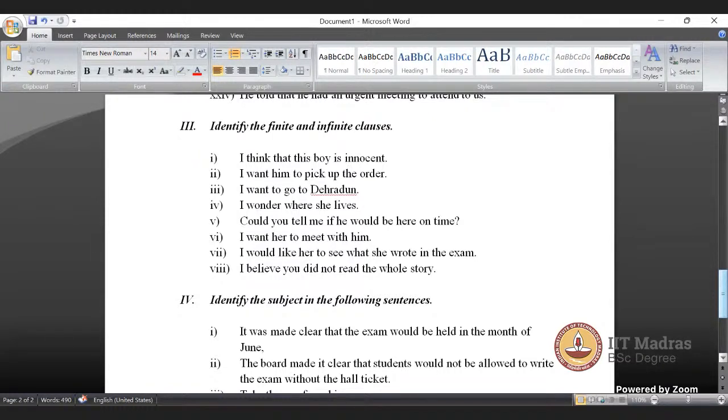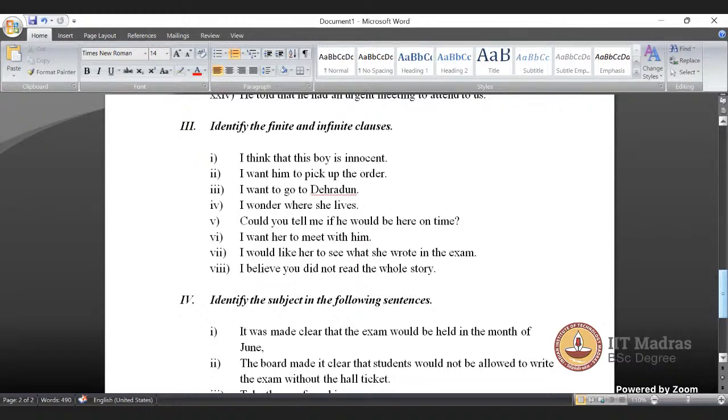I think that this boy is innocent. Finite or infinite? Just look at the clause part. This is finite, right? Because see, what do you have? This boy is innocent. It has a tense, present tense, and so this is finite.